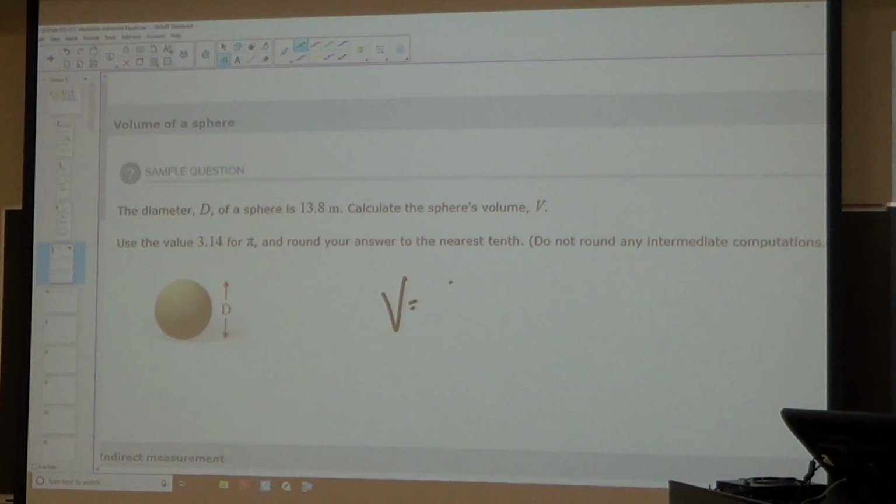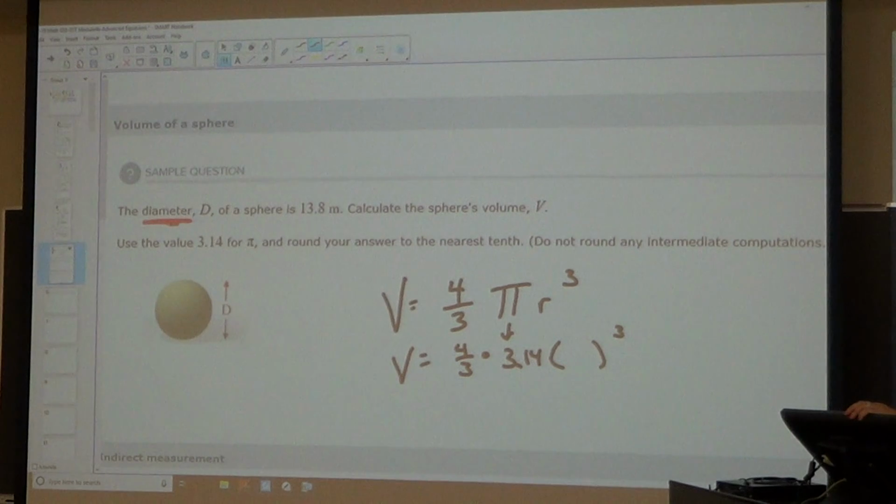V equals 4/3 times pi times r to the third. Very good. So we are trying to find the volume. We have 4/3. What is pi? 3.14. Now we have to plug in the radius, and then we're going to cube it.